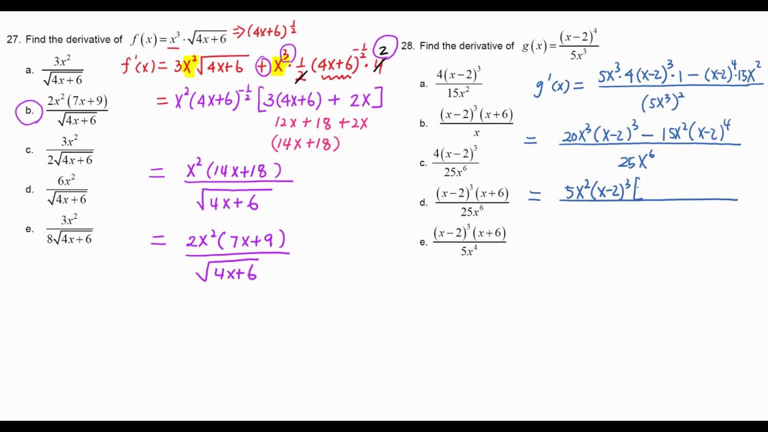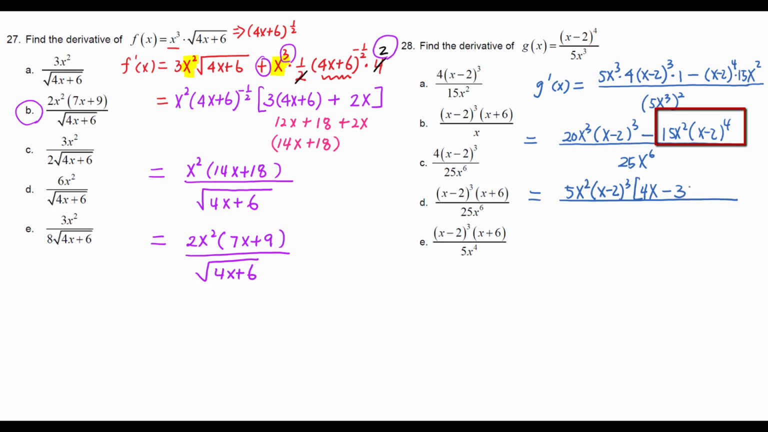Open the bracket. Then from the first term, 5 times 4 is 20. x squared times x is x to the third power. And all of x minus 2 to the third is out. Minus 5 times 3 is 15. x squared is all out.